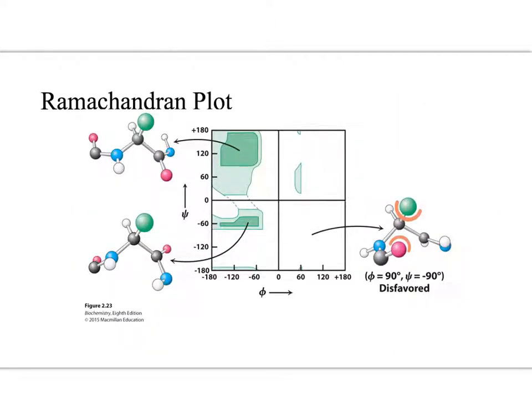We use something called a Ramachandran plot to allow us to view the different angles of phi and psi and the likelihood as to whether or not those angles are going to be possible. So the plot allows you to view allowed angles of phi and psi. So the allowed values are going to be the more favorable angles, and those are going to be shown by the dark green. So dark green on here is going to mean more favorable.